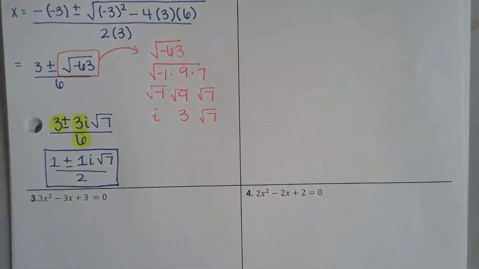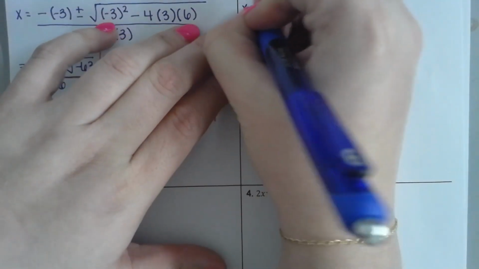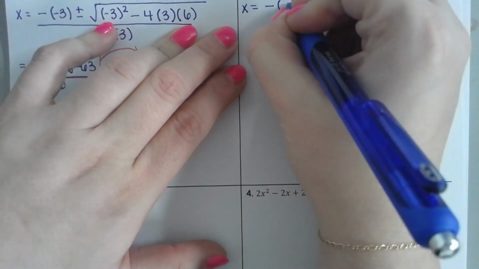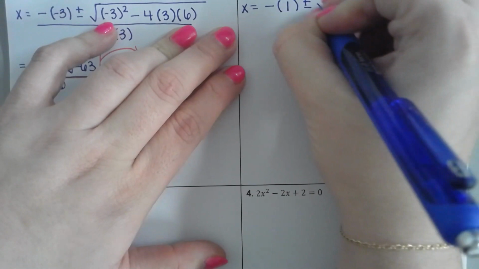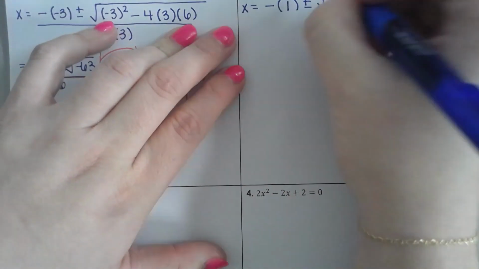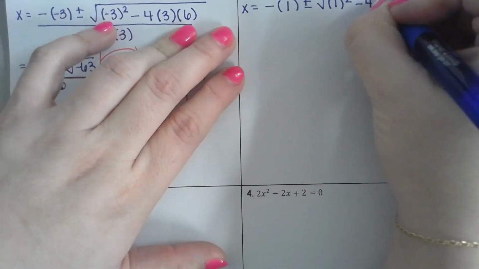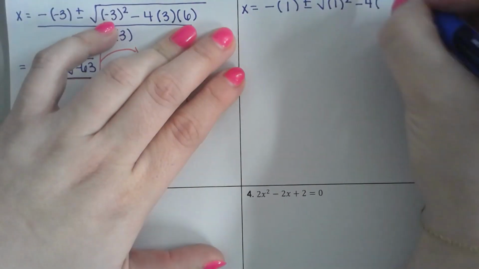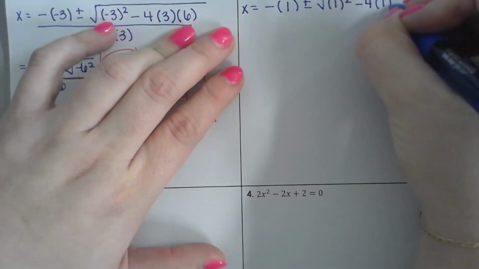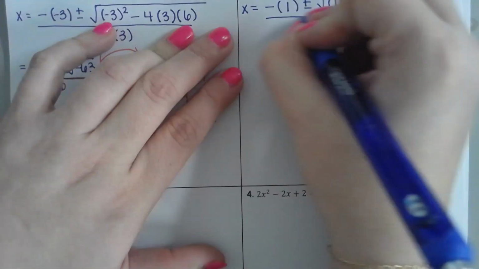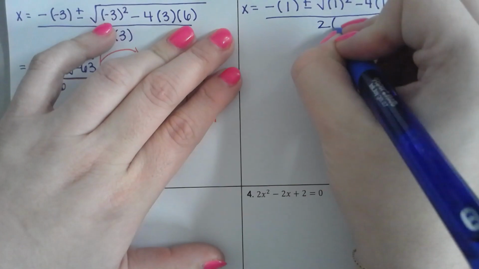Let's do number 2. X equals negative, what's my b? 1 plus or minus the square root, that 1 squared minus 4. What's my a? 1. What's c? 4. All over 2, and my a is 1.